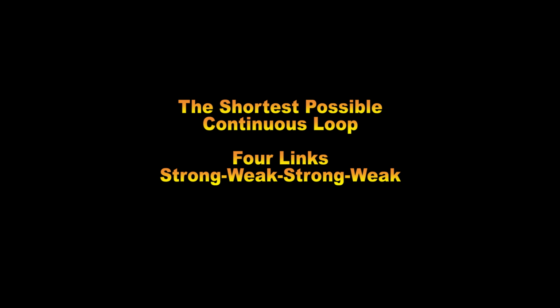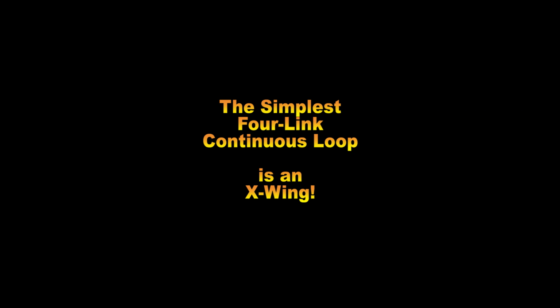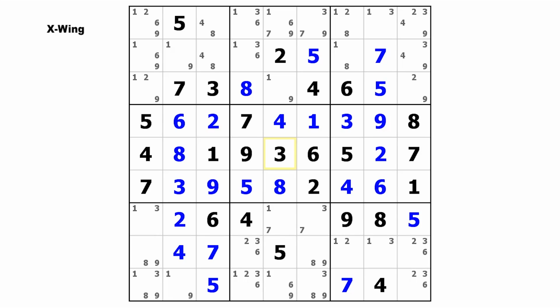The absolute shortest possible continuous loop will be of 4 links, i.e. 2 strong links and 2 weak links, alternating strong, weak. It cannot be any shorter than that. And the simplest, and by far the most common type of 4-link continuous loop is an X-wing. An X-wing can be thought of as a fish pattern like we learned about in tutorial number 10, or it can be thought of as a continuous loop. It makes no difference which way you look at it because either way you will get the exact same result.